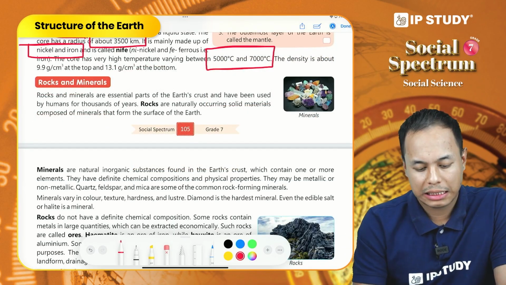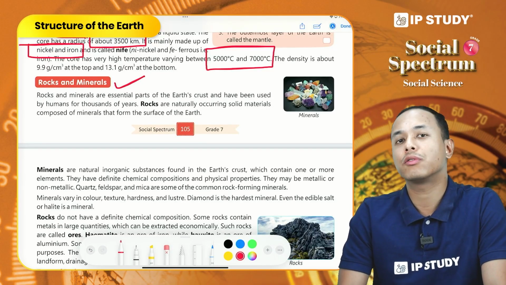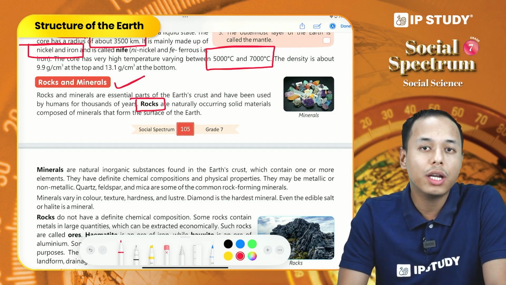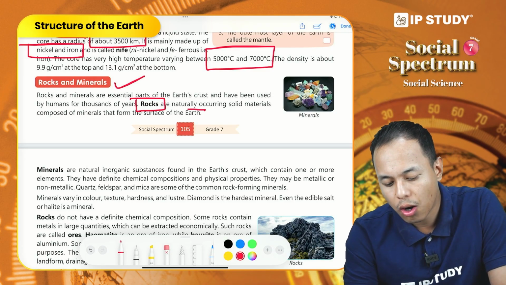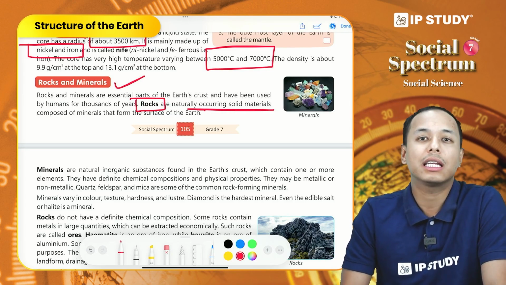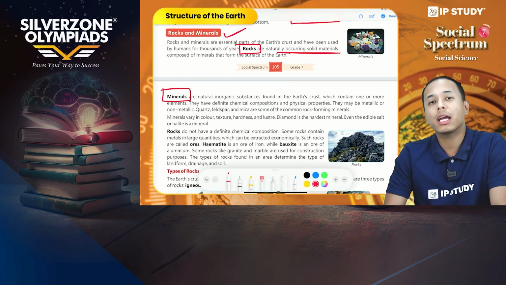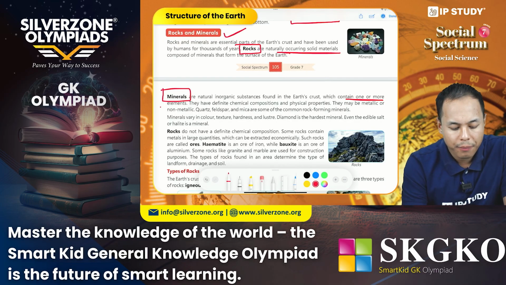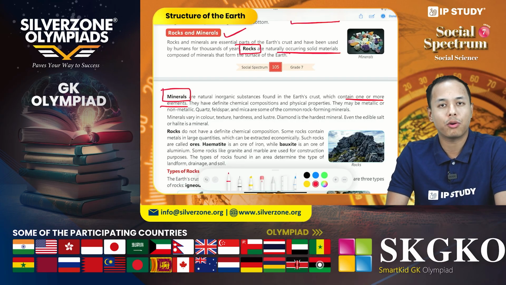So now let us read about rocks and minerals. So we all know that humans have been using rocks and minerals for thousands of years. So when we talk about rocks, they are naturally occurring solid materials composed of minerals, and they do not have a definite chemical composition. Minerals, on the other hand, are natural inorganic substances that form the surface of the earth, and they have one or more elements. Okay, minerals have a definite chemical composition and physical properties.